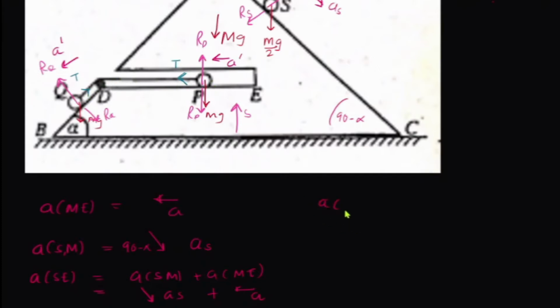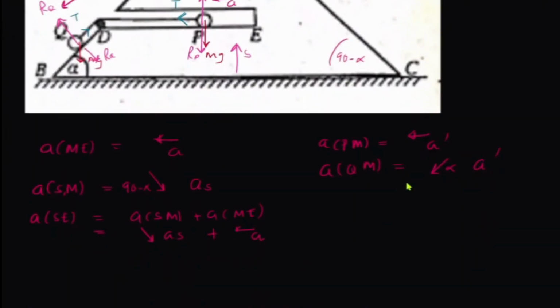So acceleration of P relative to the wedge is in this direction, A dash. Acceleration of Q, because both these particles are on the wedge, they are going to move relative to the wedge. Acceleration of Q relative to the wedge is in this direction, alpha direction, A dash, right?